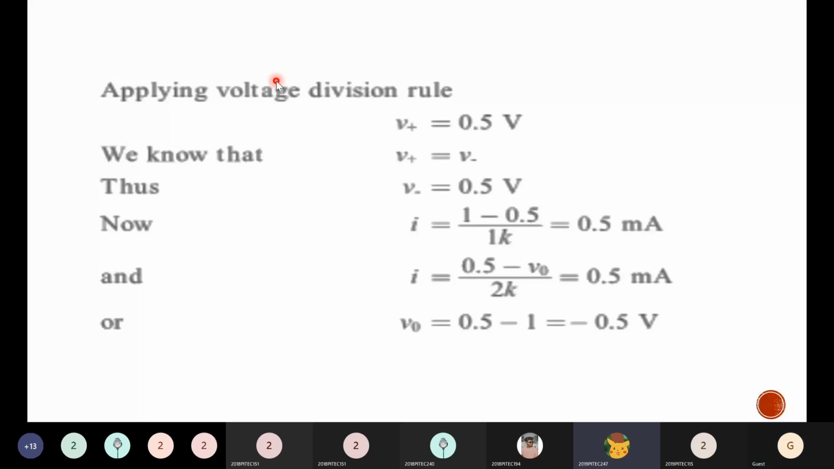You can use nodal equation to find out. You can use superposition theorem to find out. You can use the golden rule of op-amp to find out. You can use anything here. I think here they have taken the golden rule of op-amp to find it out. V plus is found and V plus and V minus are same. With that logic, they have written the current equation and they have found out the value. But your final answer is minus 0.5 volts. Getting it? Hope you are getting this.